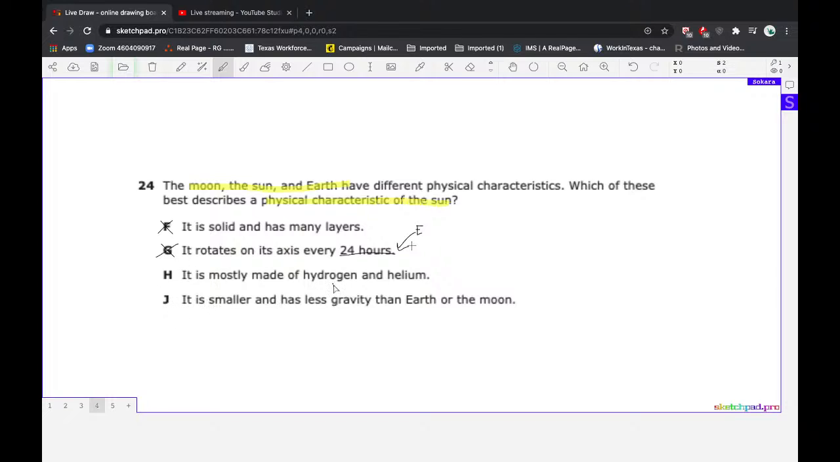It is smaller and it has less gravity than Earth or the moon. Actually, the sun is like 100 times the diameter of the Earth and has a greater gravitational pull than the Earth as well. So J is not correct. Most people, this is like common knowledge. The sun is bigger than all the planets that rotate around it, and it has more gravity as well. So option H.